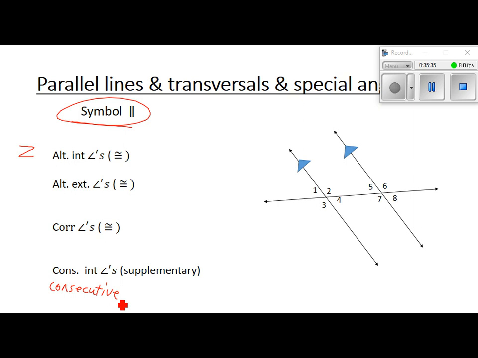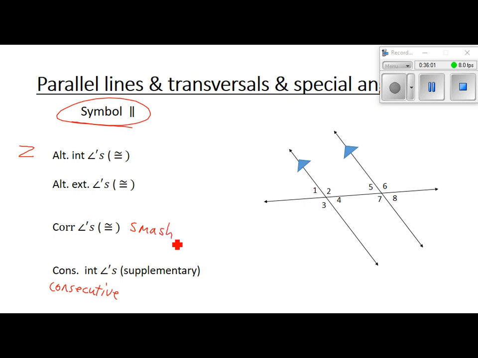Name me a pair of alternate exterior angles. 1 and 8. Name me a pair of corresponding angles. Remember, with corresponding angles, what do you do with the two lines? Smash them together. 1 and 5 would lay over top of each other. Name me a pair of consecutive interior. 1 and 2. Doesn't sound right.